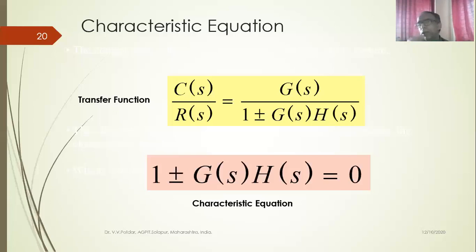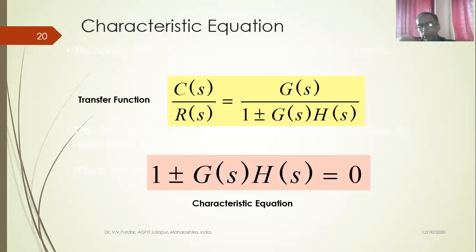Now, ms square plus bs plus k is equal to 0 is called the characteristic equation of that spring mass dashpot system. Please be attentive. Now, when I divide the entire equation, what is the equation? Just take a piece of paper and note it down. ms square plus bs plus k is equal to 0 is the characteristic equation.